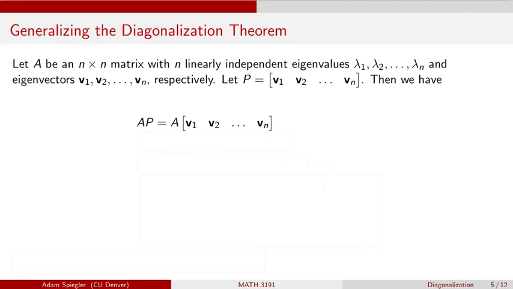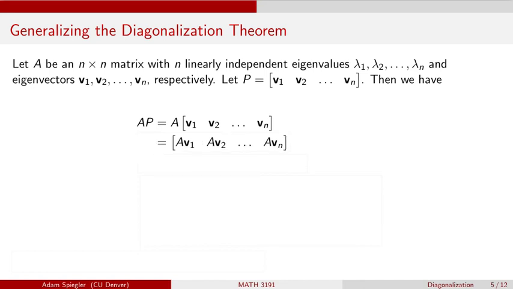So let's assume we have a matrix A that has a collection of n linearly independent eigenvectors that we'll call V1, V2, up to Vn. And then let's construct this matrix P where the first column is eigenvector V1, the second column is eigenvector V2, and lastly, the nth column of matrix P is eigenvector Vn. And now let's take the product of A times P, where we're multiplying on the right by P.